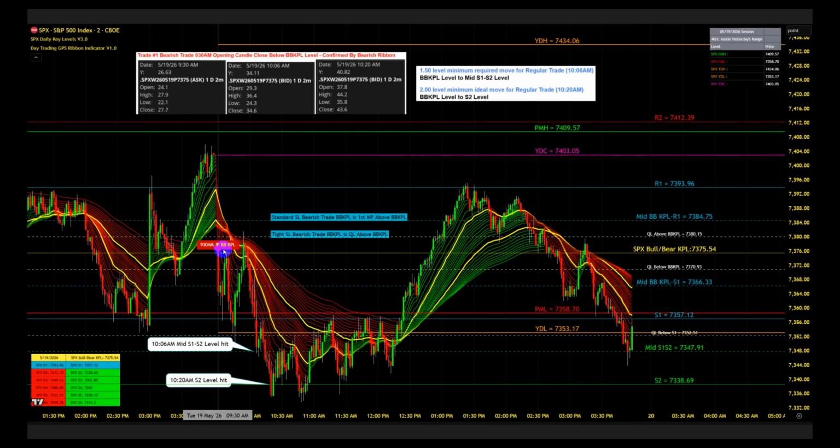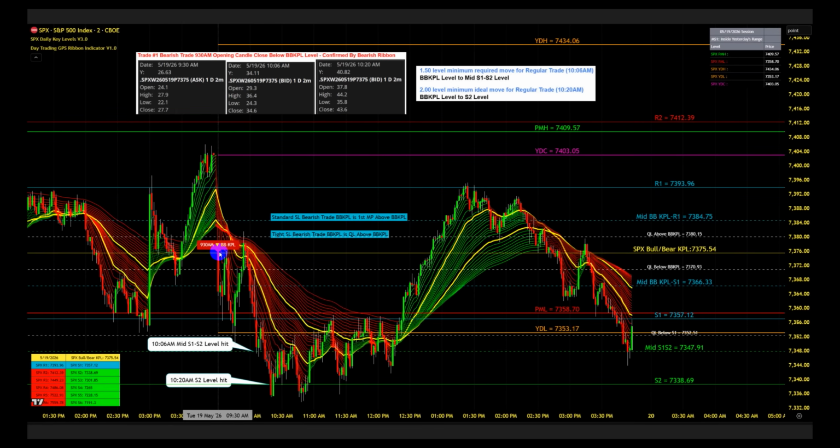Now, this alert will only show up if the close of the candle is within the acceptable range for a trade off of the bull bear key price level on the 9:30 a.m. opening candle. If the candle closes above the bull bear key price level, then instead you would see a green alert label, and that green alert label would be below the candle in question. In this case, the candle closes below, so we're getting the bearish alert on the 9:30 a.m. candle close.